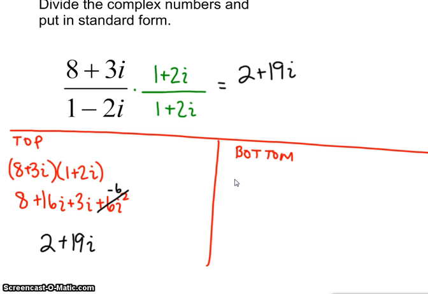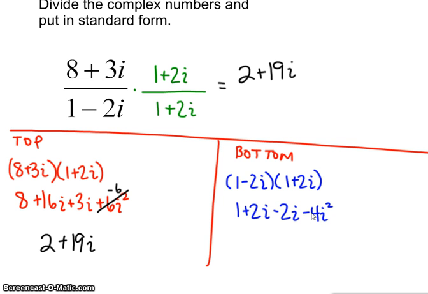Alright, let's multiply the bottom. 1 minus 2i times 1 plus 2i. So 1 times 1 is 1. 1 times 2i is 2i. Negative 2i times 1 is negative 2i. And negative 2i times a positive 2i is a negative 4i squared. As i squared is negative 1, negative 4 times negative 1 is plus 4. So we have 1 plus 4 is 5, and then the 2i and the negative 2i result in 0, so the bottom of our fraction is simply 5.